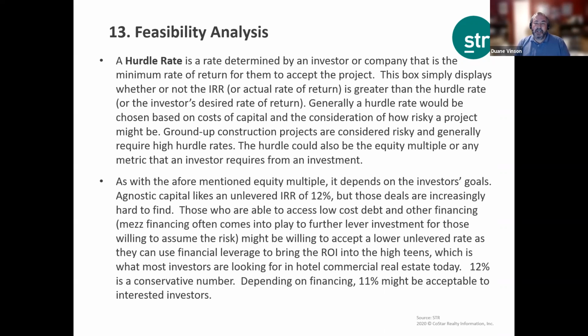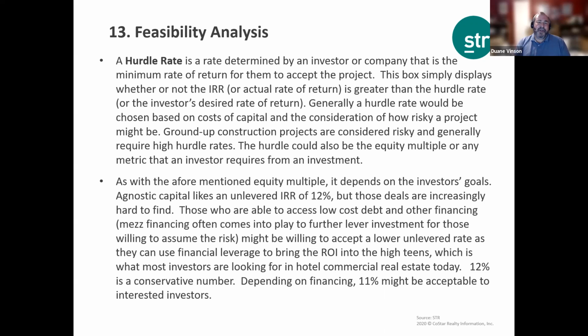Those who are able to access low-cost debt and other financing, such as mezzanine financing, might be willing to accept a lower unlevered rate as they can use financial leverage to bring the ROI into the high teens, which is what most investors are looking for in commercial real estate today. 12% is a conservative number; depending upon the financing, 11% might be acceptable to investors.